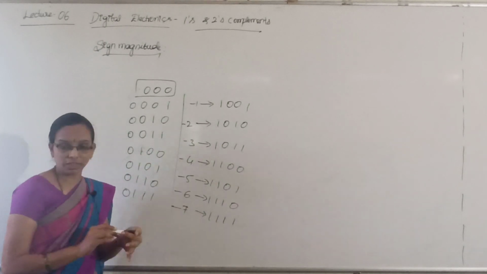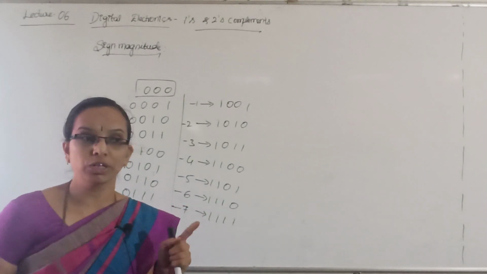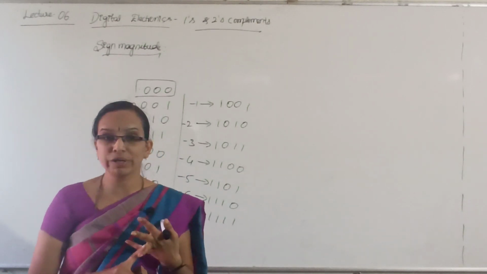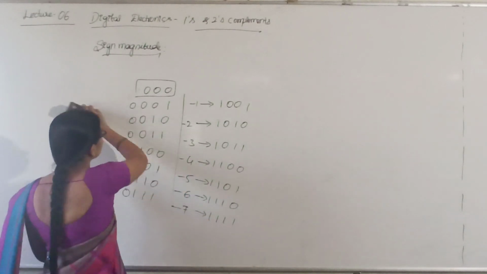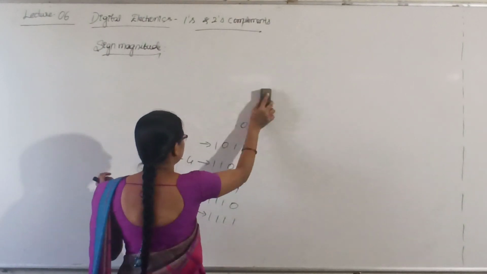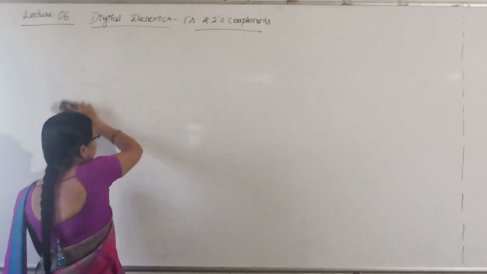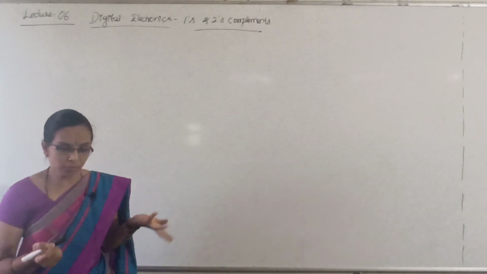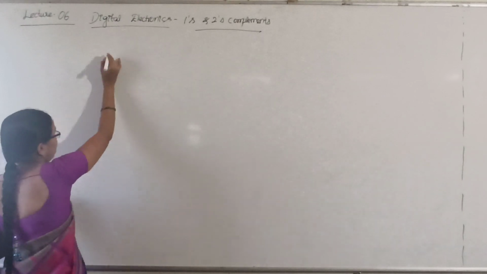So don't get confused while representing sign magnitude notation. You should remember, the MSB will be 0 in case of positive integers, and the MSB will be 1 in case of negative integers. This is one of the methods to represent signed numbers, whereas there are two more methods we will study, that is 1's complement and 2's complement method.